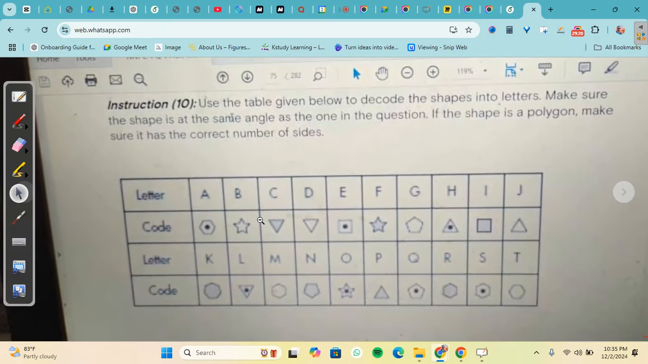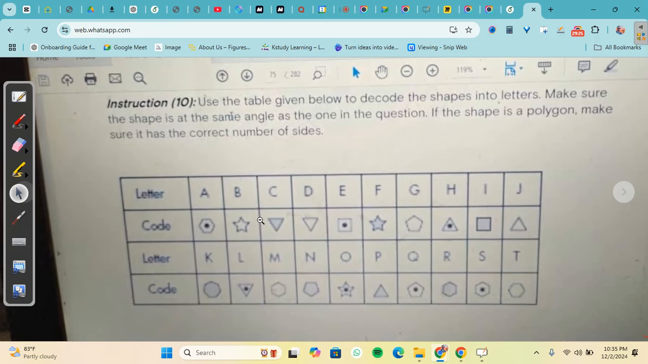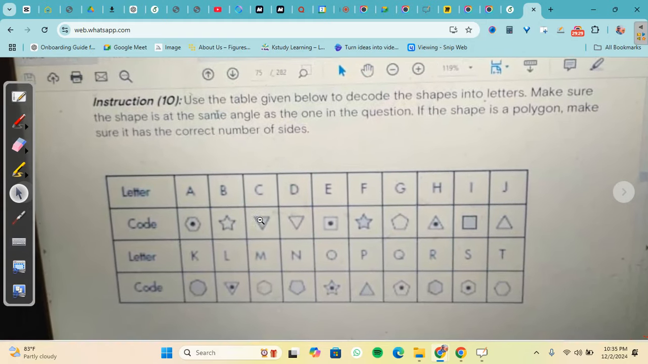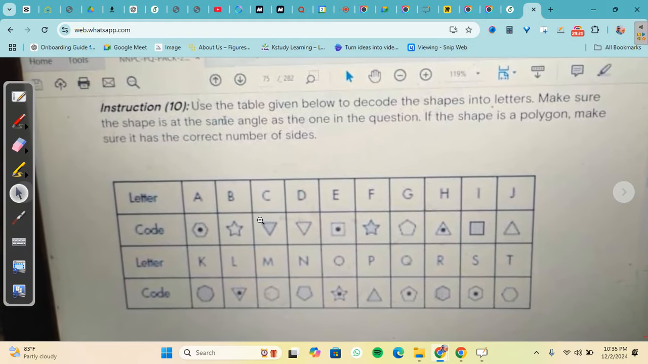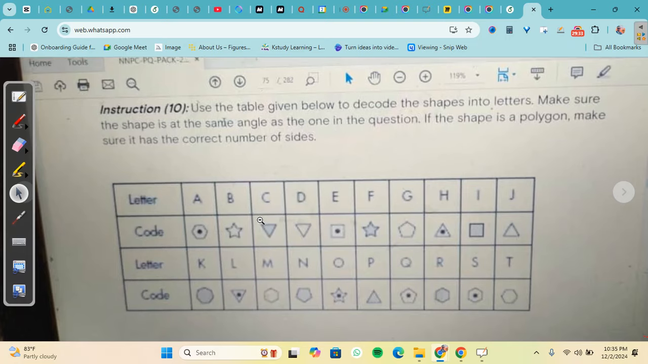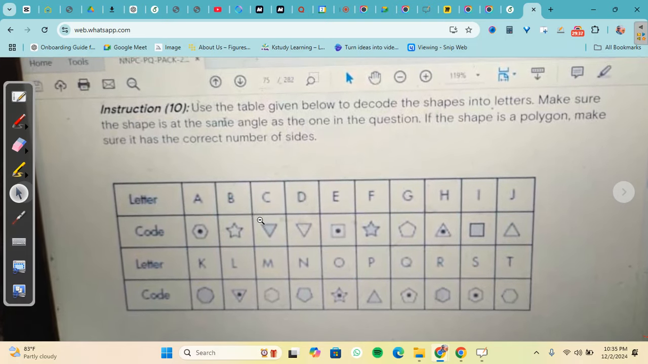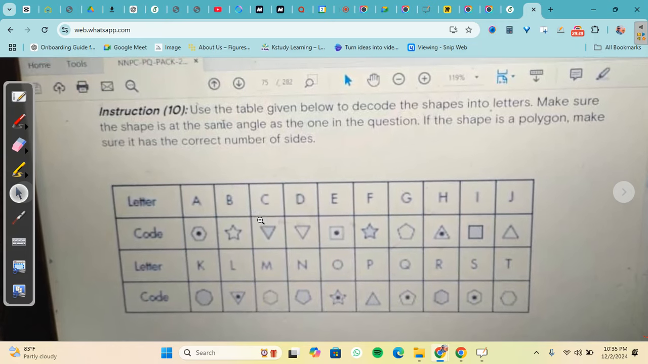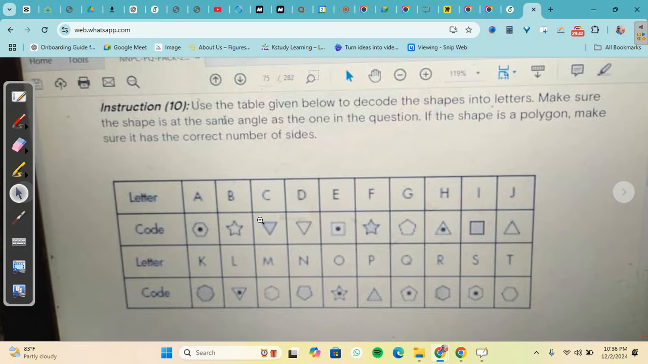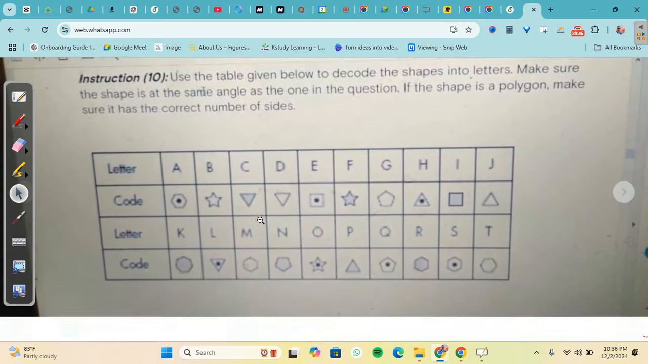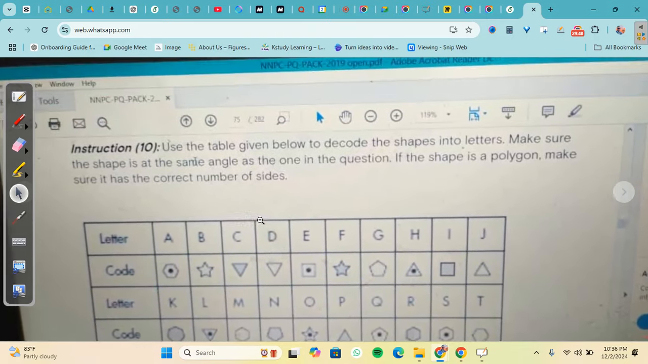This is letter B. This is the shape for letter B. All right? This is C, and I have this. This is D, I have this. Looking at this, we do not have any shape that is shaded with a black color. All I see here is light blue color, right? This one is a light blue color also. None of these shapes is shaded with a black color. Now, look at the question.